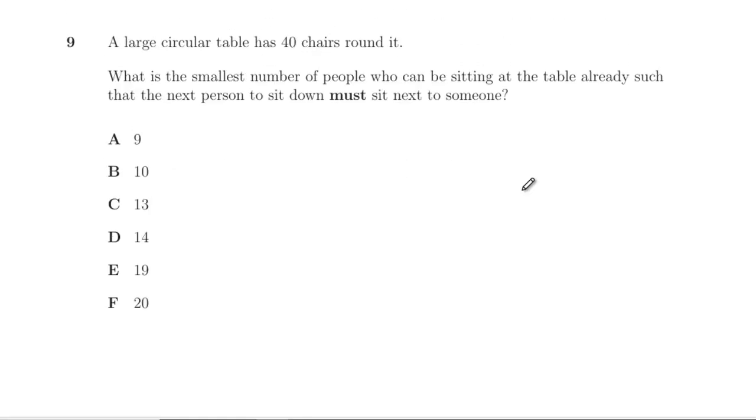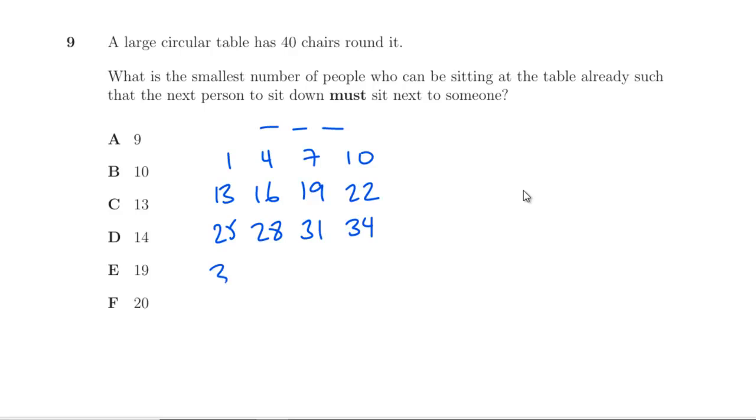Large circular table, 40 chairs around it. What's the smallest number of people who can be sitting at the table already, such that the next person to sit down must sit next to someone? So if you've got to sit next to someone, we can't have 3 empty seats in a row. So if we go every third chair, like 1, 4, 7, 10, 13, 16, 19, 22, 25, 28, I don't really need to write these out, do I? 37, and because you'd have 38, 39, 40, we will need 40. You'll have 2 people sat next to each other. But you can't do it in less than that, which is 14, D.